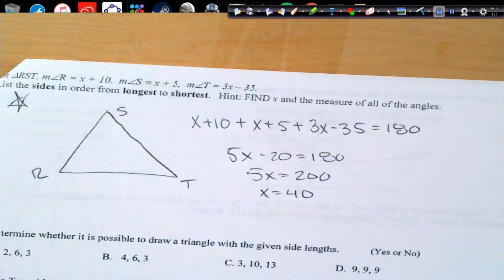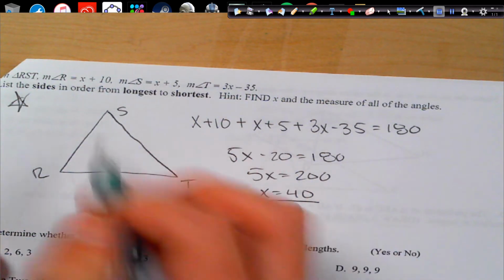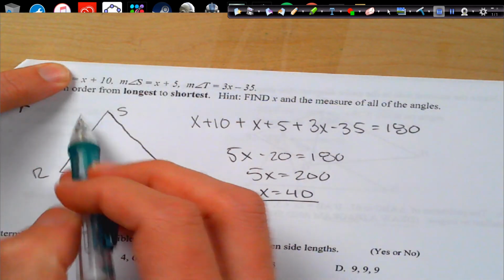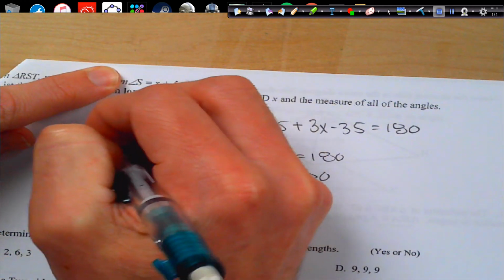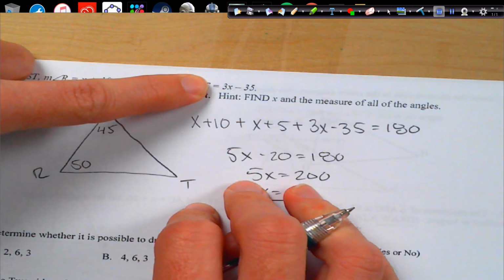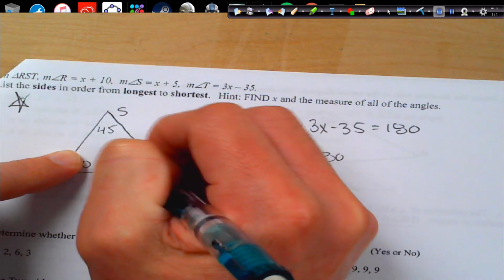Is that correct? Yeah. Okay, so I found 40. Now I got to plug it back in for each. R is going to be 40 plus 10, so that's 50. S is going to be 40 plus 5, which is 45. And this is just the leftover, right? So I have 95 already, so this has to be 85.